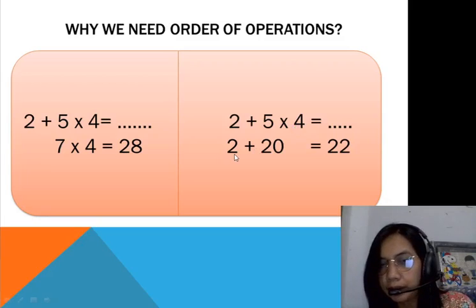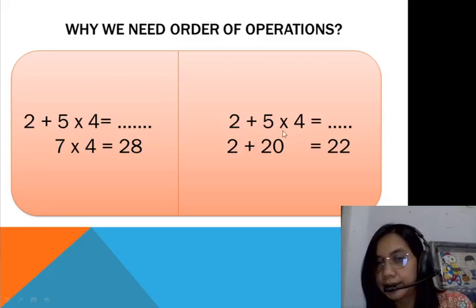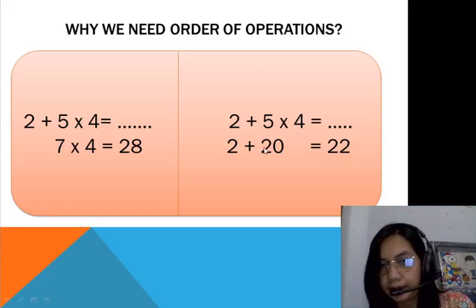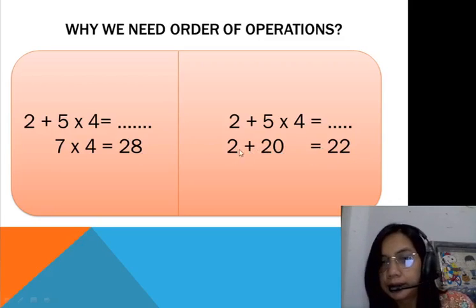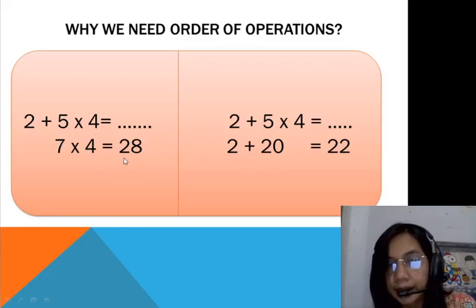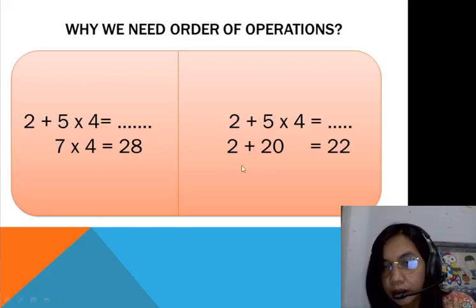The second person does not do the first step, but counts the second step. 5 times 4 equals 20. Then plus 2. So the answer is 22. These are different answers. That's right. And which is the right answer? The first or the second? Okay.